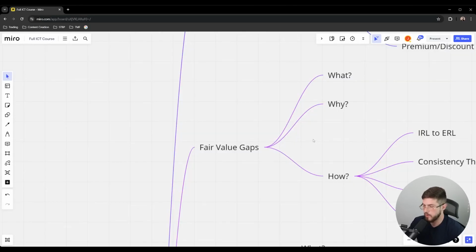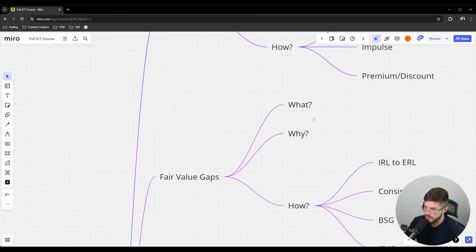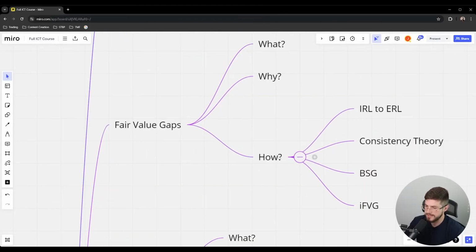All right, so let's go ahead and talk about fair value gaps. We're going to talk about what they are, why we use them, and we're going to go over a simple and easy to use strategy, because most of what you've learned is way overcomplicated and unnecessary.